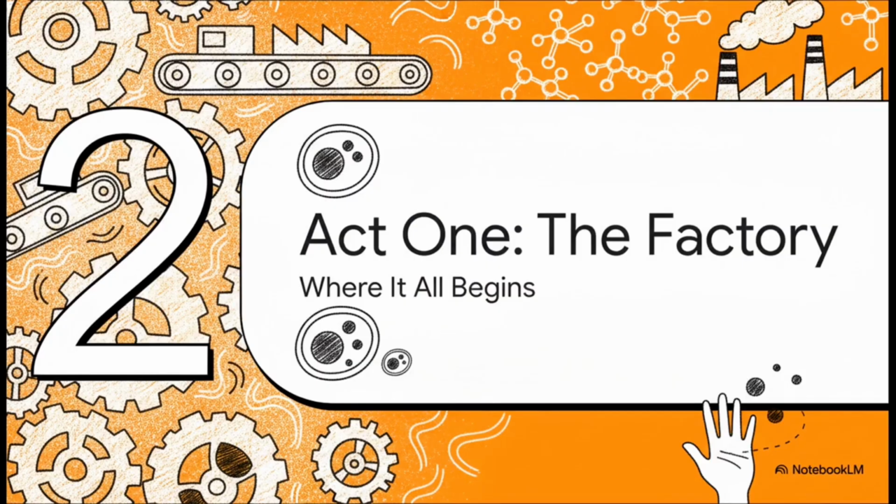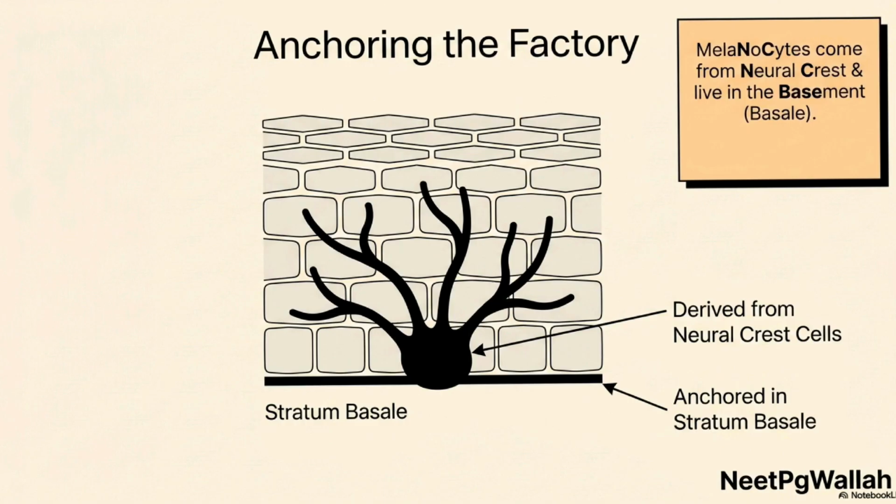Let's jump into Act 1, the factory. This is exactly where it all begins. Take a look here. Notice how these melanocytes originate from neural crest cells. But where do they actually live? They set up their home base deep down in the very bottom layer of the epidermis, which is called the stratum basale. A really easy way to remember this is to think of the stratum basale as the basement of the skin. They anchor themselves right down there in the basement, and then they reach these long, branch-like arms upwards into the higher layers.